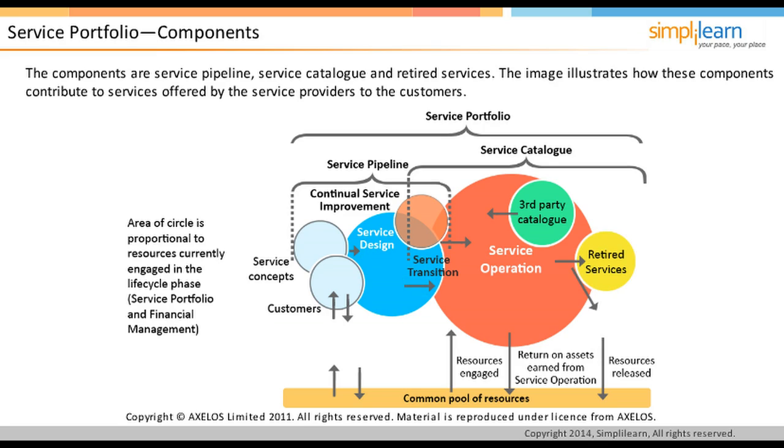Third-party catalog represents the third-party services like maintenance, procurement, and so on. In the next screen, let us focus on process activities of service portfolio management.